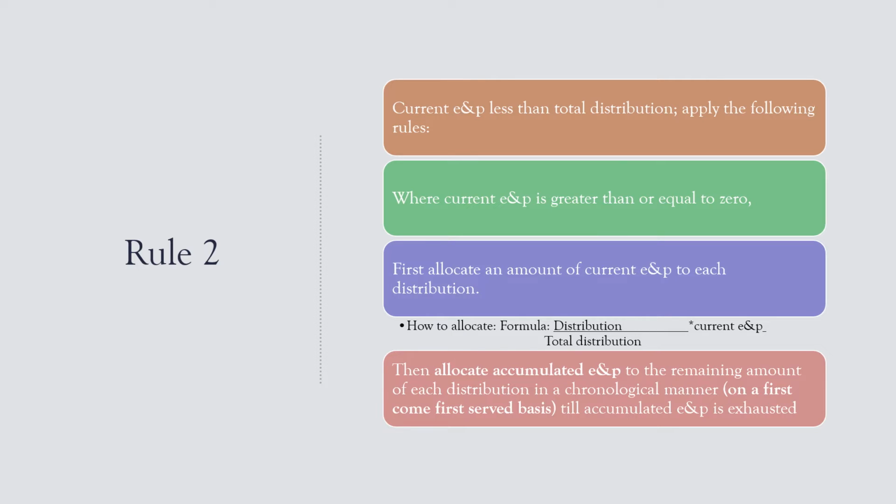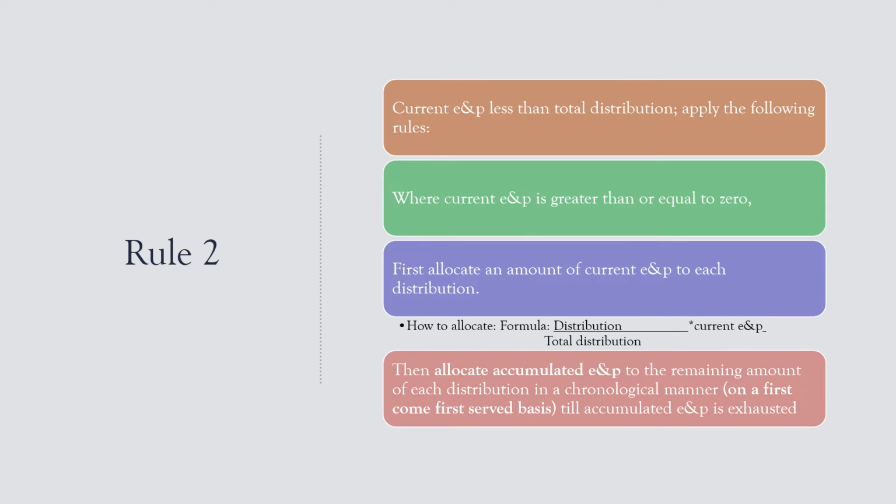I recall that in the second video I made, I focused on how to do the allocation, but let's just go over it for clarity's sake. To allocate an amount of current earnings and profits to each distribution, you first have to determine the total amount of distribution, then determine which distribution is at hand, then the amount of current earnings and profits. When you're done with this first step, you allocate the accumulated earnings and profits to the remaining amount of the distribution on a first come, first served basis until the accumulated earnings and profits is exhausted.